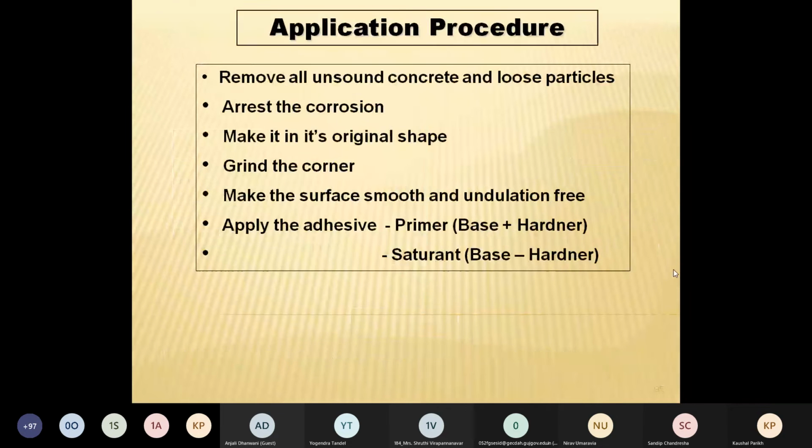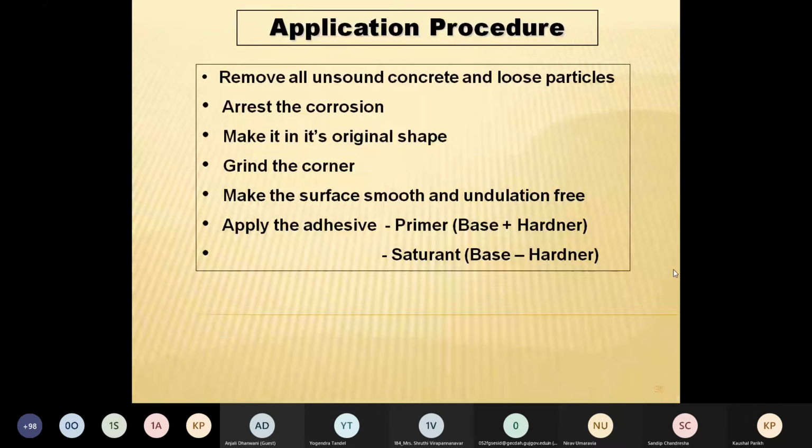There is a certain application procedure. The first step is to remove all unsound concrete and loose particles, arrest the corrosion, restore the original shape, grind the corners, make the surface smooth and undulation free, and then apply the adhesive. First is the primer, then apply the FRP, and then apply the saturant, that is base plus hardener, and the final applied product you can etch.